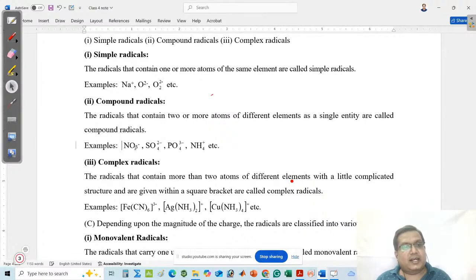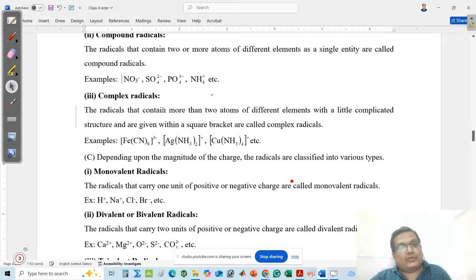So here I can write: the radical that contains two or more atoms of different elements as a single entity. Single entity means the minus charge is the total charge of the nitrogen and oxygen. Nitrogen and oxygen combinedly represent this minus charge. These are said to be compound radicals because they are made by two or more atoms of different elements and the charge is represented as a single entity. Next, we move to the complex radical.